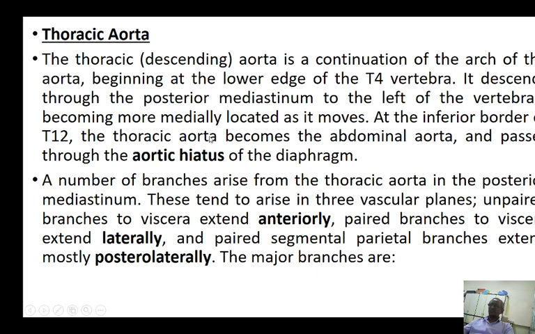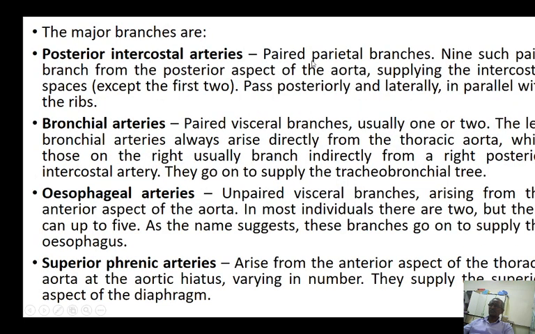Then the thoracic aorta. It starts at the lower edge of the T4 vertebra, and at the T12 thoracic vertebra it becomes the abdominal aorta, passing through the aortic hiatus. It has 3 varieties of branches: visceral branches anteriorly, paired visceral branches laterally, then posterolaterally the parietal branches. So the posterior intercostal arteries are the paired parietal branches. The bronchial arteries, the paired visceral branches to the bronchus, are either 1 or 2 pairs, and the esophageal arteries, 2 to 5 in number, come from the anterior aspect of the aorta, and the superior phrenic arteries also arise from the anterior aspect of the thoracic aorta.